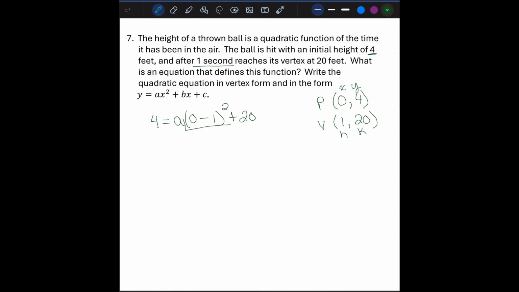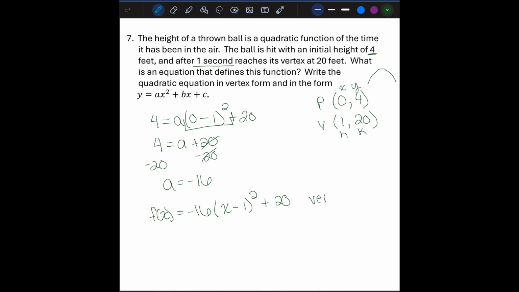So first, I need to figure out what I'm multiplying a by. 0 minus 1 is negative 1, squared is 1. So 1 times a is just a. So I'm going to subtract 20. And I get that a is negative 16, which makes sense because if you hit a ball, it's going to go up and then come back down. So a should be negative because this parabola is opening down. So now I have f of x equals negative 16 times x minus h, which is 1, squared, plus k, which is 20. Now, this is my vertex form.